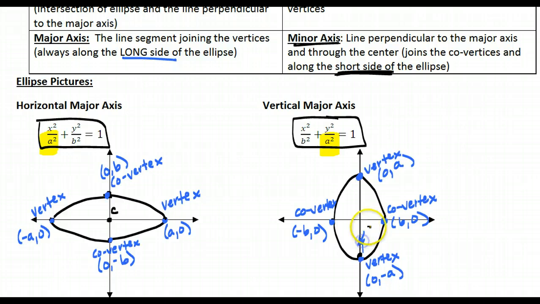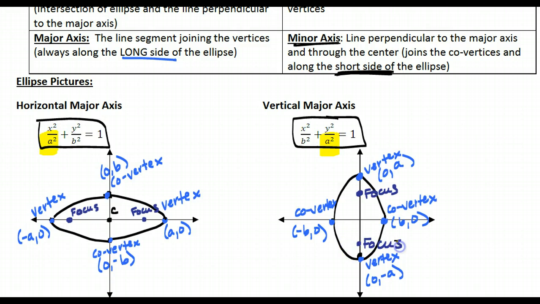And I'm going to say more about that when we get to graphing. There are just a few more things I need to show you, and that is how to find the focus points. I have the focus points here and here, and they are always on the same axis as the vertices. So if my vertices are on the x-axis, so are the focus points, and if my vertices are on the y-axis, so are my focus points.